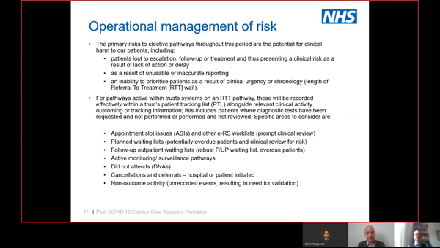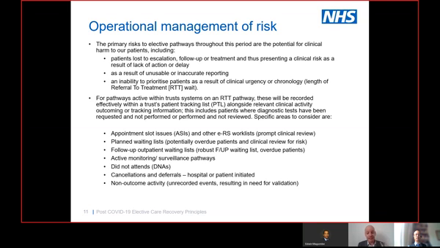We do have PTLs in place, a patient tracking list in place, and any patient who passes their due date is subject to clinical review. And a similar concept goes for active monitoring and surveillance pathways. We've got patients who did not attend. We need to understand why they didn't attend and clinically review those referrals so we know whether the patient needs to be brought back or not.